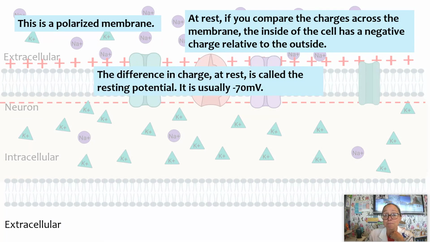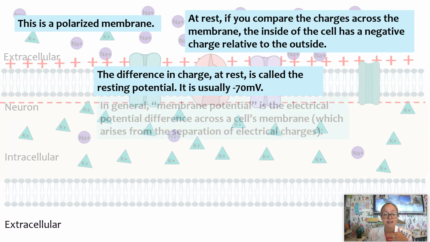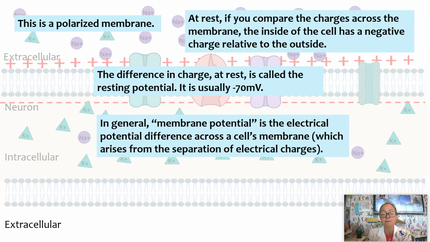If you were actually to measure this with a voltage meter, on the inside at rest, with no action potentials or no activation, the inside would be negative 70 millivolts in a nerve cell at rest. So in general, when we talk about polarized membranes, membrane potential is the electrical potential difference across a membrane. So here it would be negative 70 millivolts.